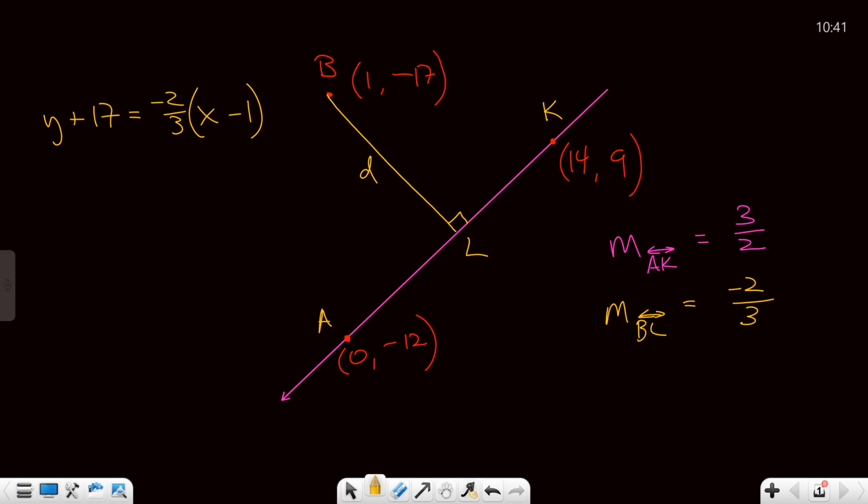Hold on, let me finish my statement and I'll come back to you. If we knew L, then we could do Pythagorean theorem, but if I knew L, why would I do Pythagorean theorem? Because I could just do distance formula. So again, we're almost stopped here, and in order to get past this, we need to know, how do I find L?